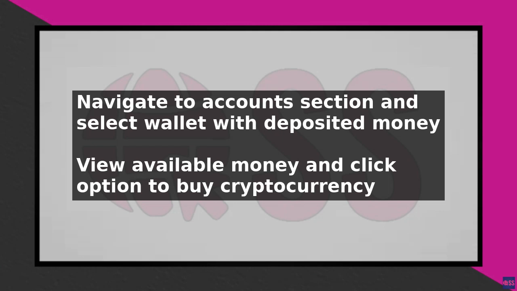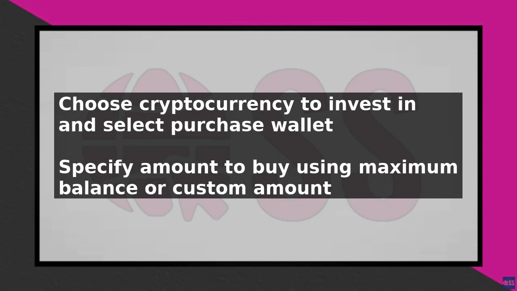You can sort and filter them based on criteria such as favorites, top gainers, top losers, new listings, or most traded. Choose a cryptocurrency you wish to invest in, and then select the wallet from which you want to make the purchase and specify the amount you want to buy. You can opt to use the maximum available balance or enter a custom amount.